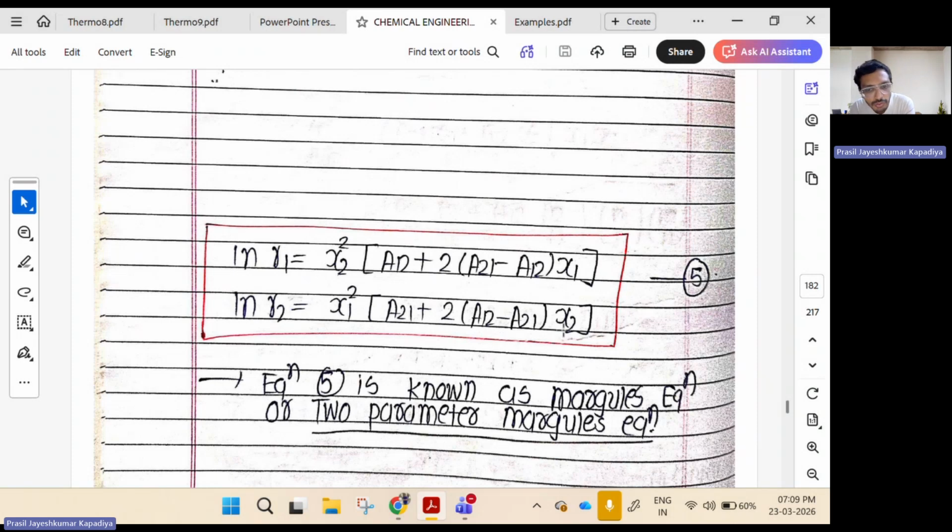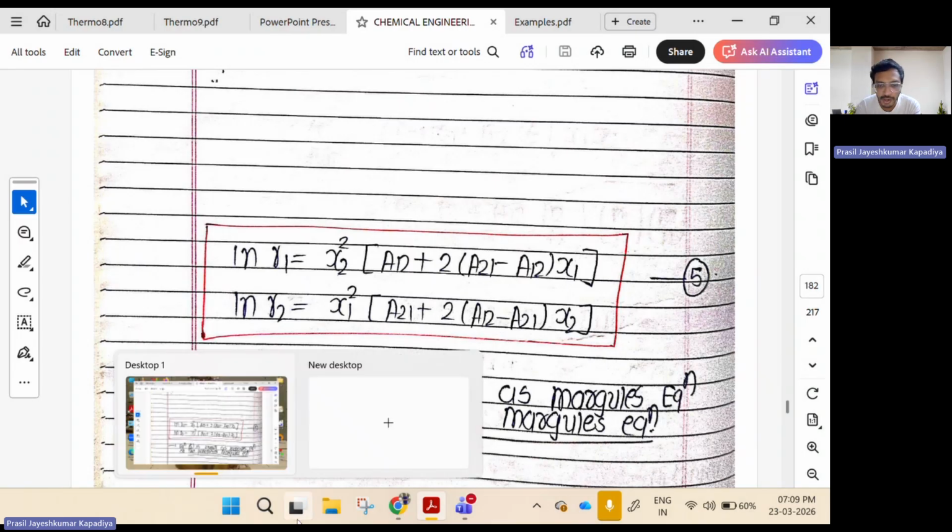Similarly, when x2 tends to 0, this term is going to be 0 and x1 will be 1. So this term is also going to be 0. So ln gamma 2 infinite will be equal to A21. So this equation is known as the two parameter Margules equation.